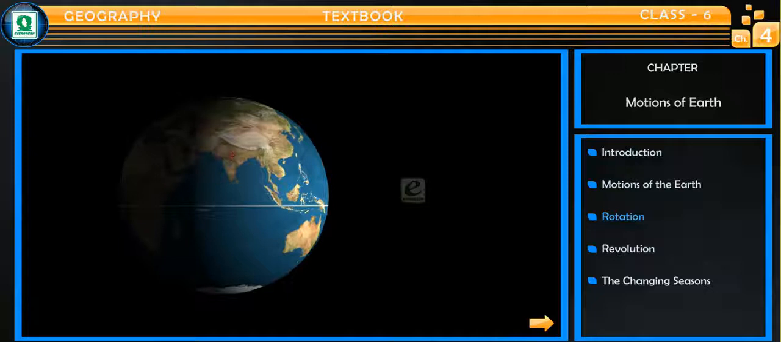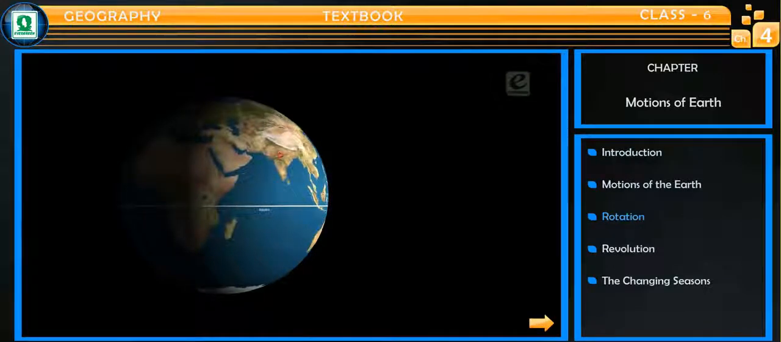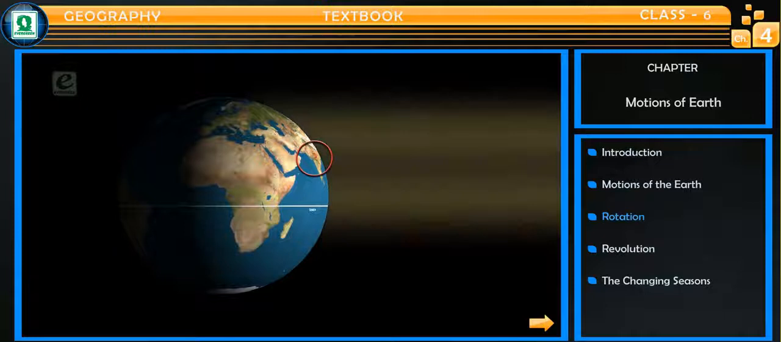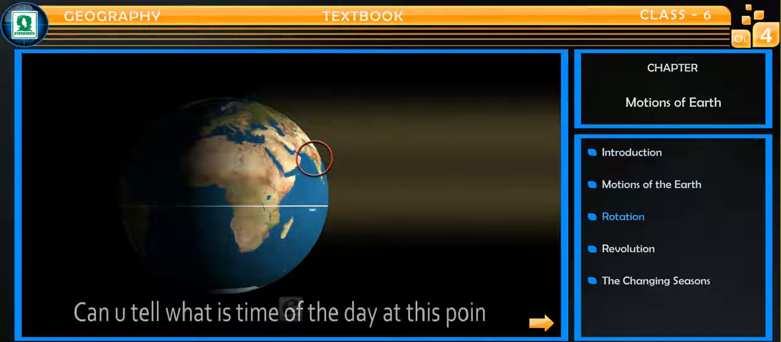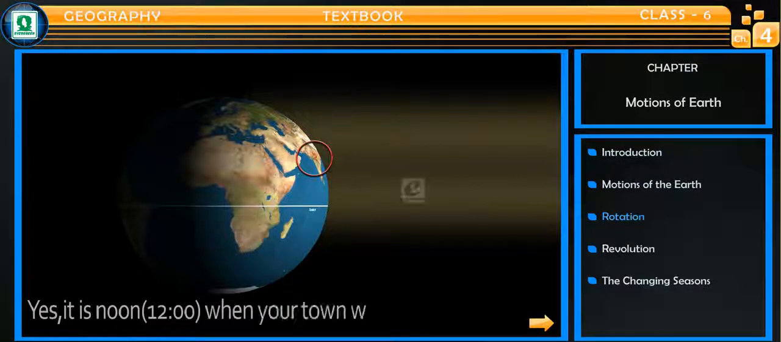Then we rotated the globe further and the point P was having the light, so now it is sunrise in your town. On rotating further, the point P reached the point where light rays fall vertically on the globe. It means the sun is overhead. Can you tell what is the time of the day at this point? Yes, it is noon, when your town will get maximum light.